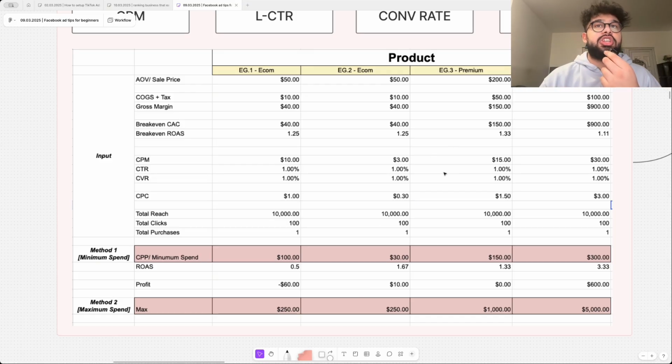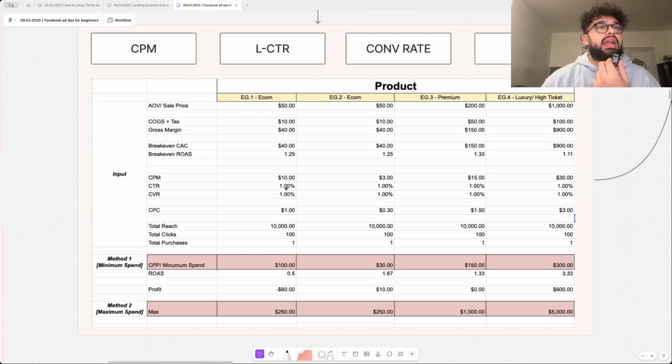Now you can see, again, it changes across market. So let's say, for example, I've got a CPM of $15. I have to minimum spend $150 to make sure if it works or not. Keep in mind, I've assumed the 1%, right? If you make your CTR 2%, you've halved your minimum spend.